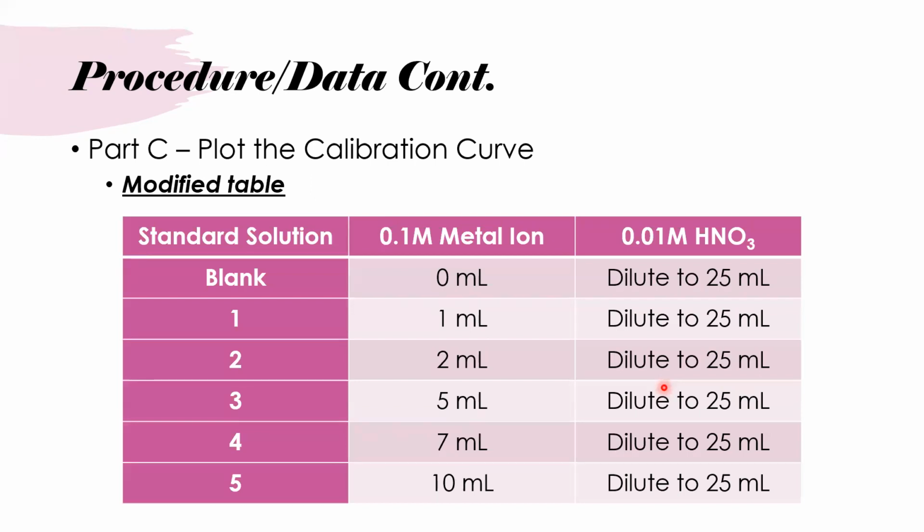And then for part C, you would set the spectrophotometer to the max wavelength. Then the absorbance measurements would be taken at the beginning with the blank. And then you would get the absorbances for the rest of the samples.